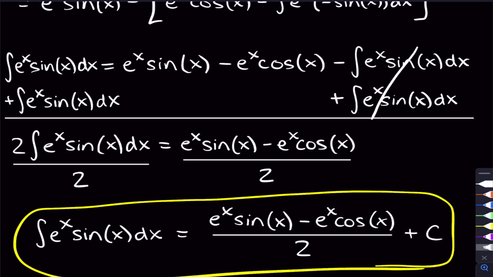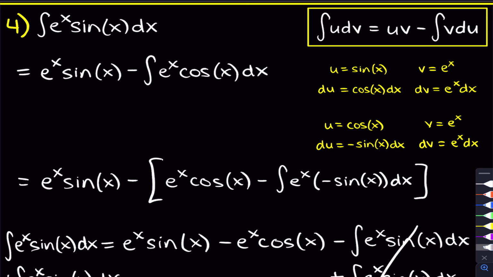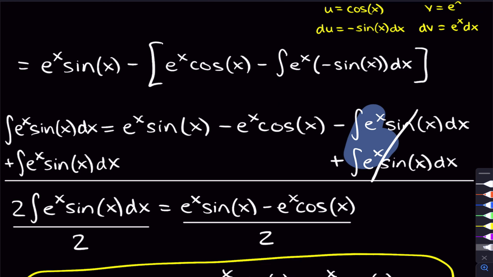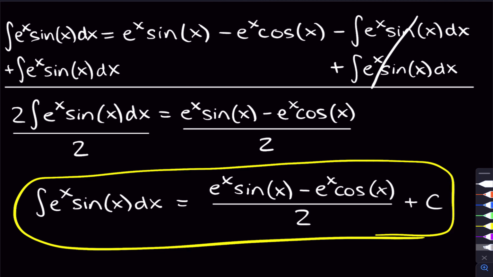Now again, this is a special case of integration by parts, and it's going to happen whenever you have the integral of an exponential times a trig function. Whenever you have that, the same case is going to happen where you have to add the integral to both sides and then divide off that constant. I know it seems a little weird, but you'll get through it. So yeah, that's problem 4.